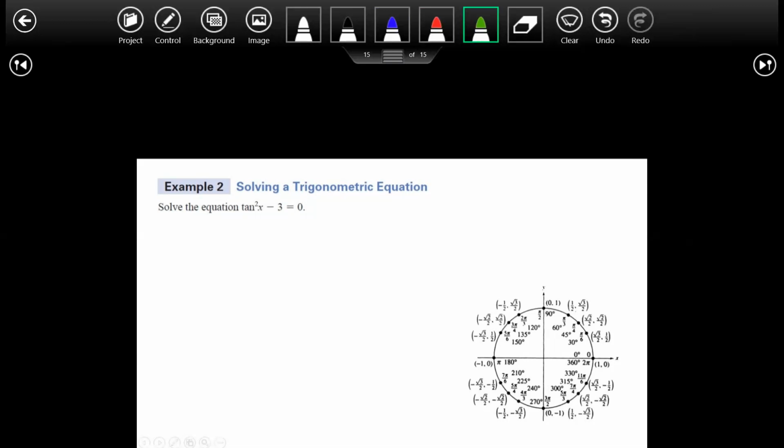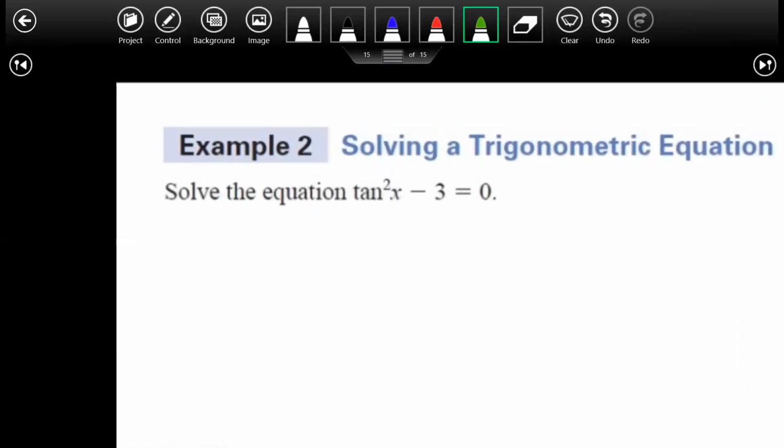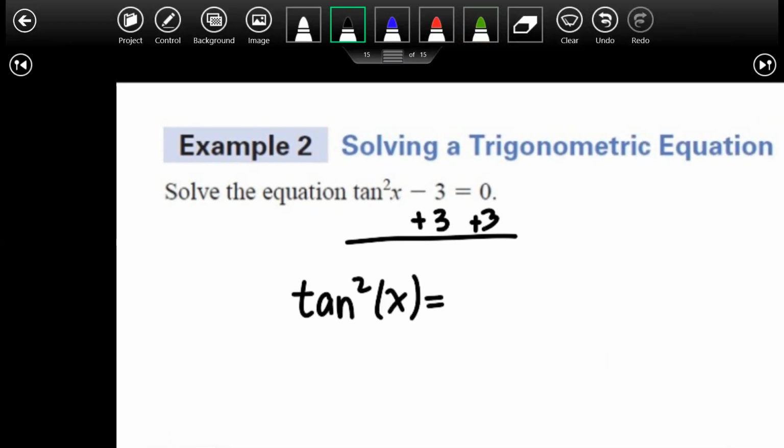What's the variable we're solving for? Tangent. So we want to get tangent by itself. What do you think my first step of doing this is? Add 3. So let's do that. Let's add 3 to both sides. We're going to get tangent squared x is equal to 3.